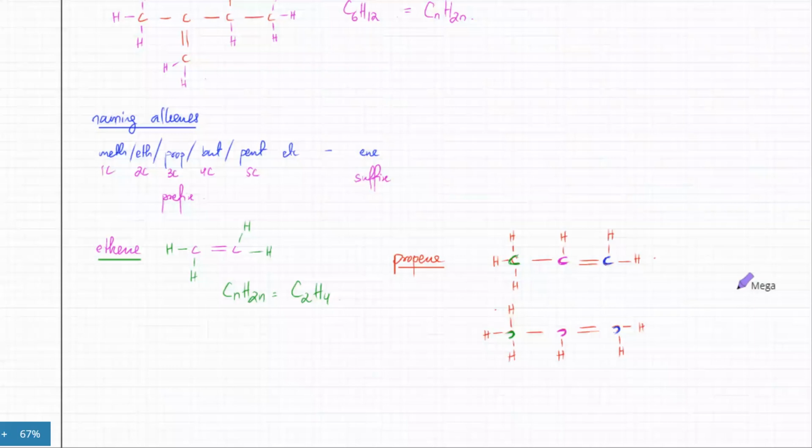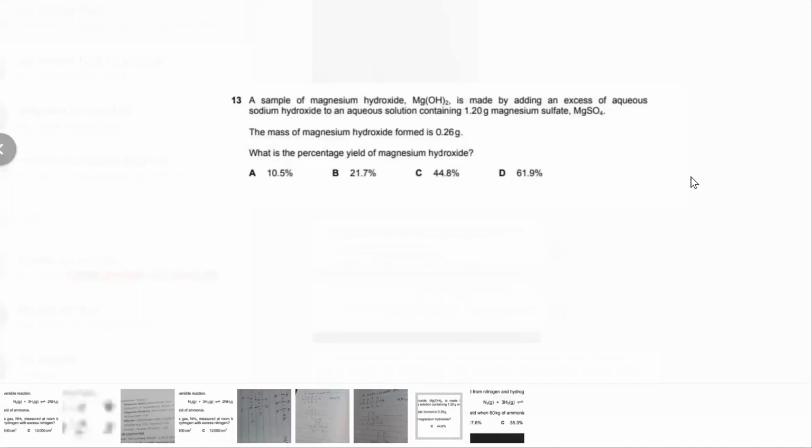The questions are for percentage yield. Yeah. Just make sure you have a calculator with you.